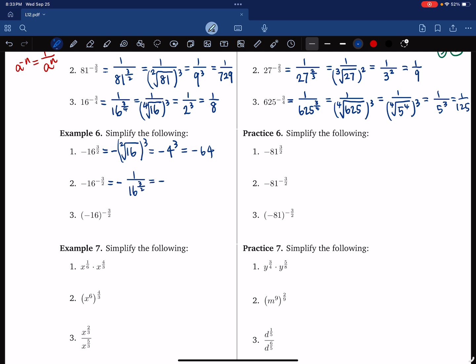And now let's convert the denominator to the radical form. So we have 16 goes inside the radical sign. The denominator is 2, so we know it's a square root. And then we raise the whole thing to the numerator, which is 3. And we did this before, right? We did this in the previous one, which is this piece right here. This piece gives you negative 4. This piece gives you positive 64. So we will just simply copy this. It's negative 1 over 64.